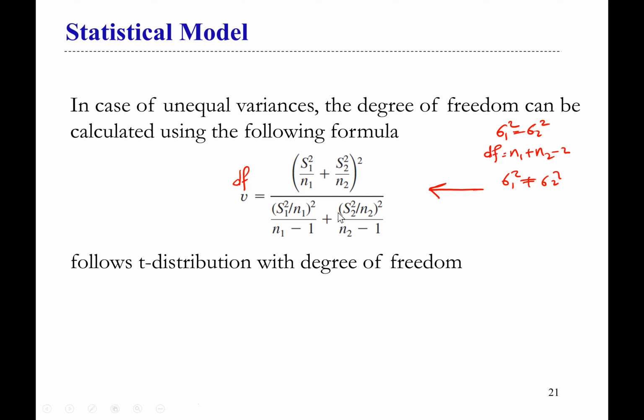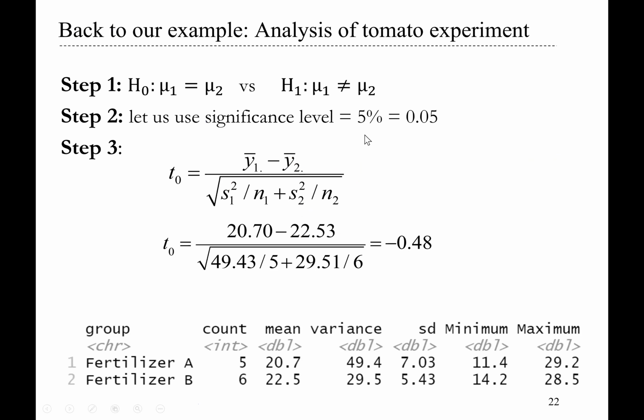I know this is very big. The person who came up with this formula, I think his name is Satterthwaite, said this formula is much better than the other one if you assume sigma 1 squared doesn't equal sigma 2 squared. Let's see what else will change. This is step number 1. Step number 2, significance level. Step number 3, you calculate the test statistic value, plug in the values, and I got negative 0.48.